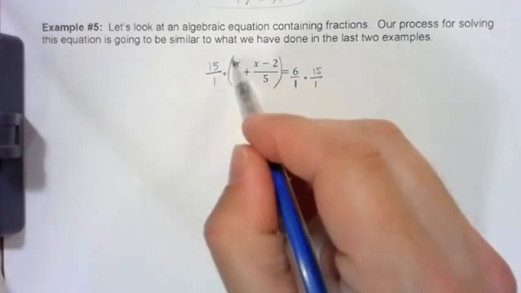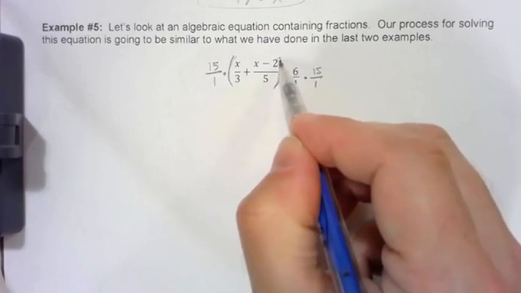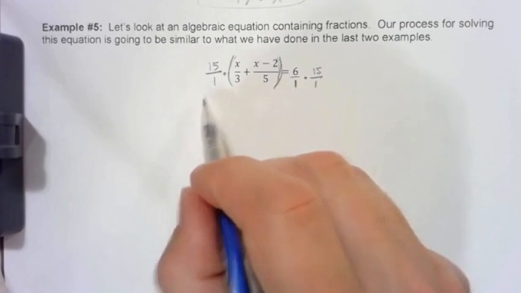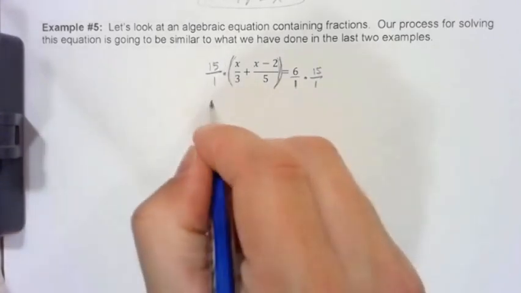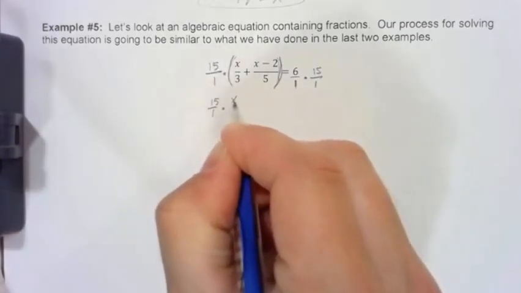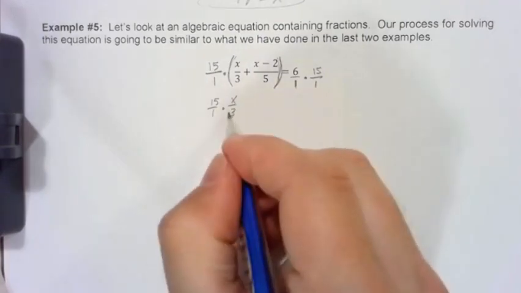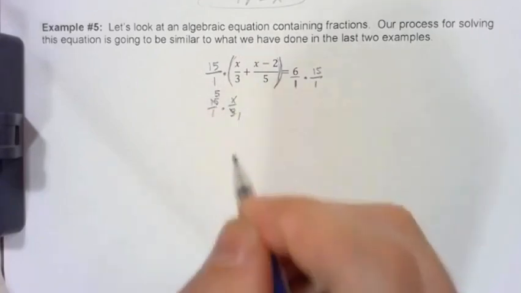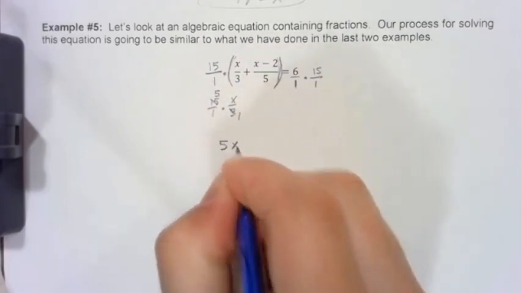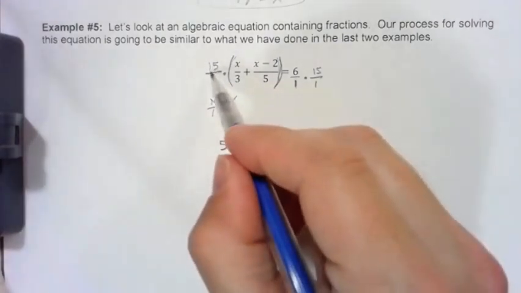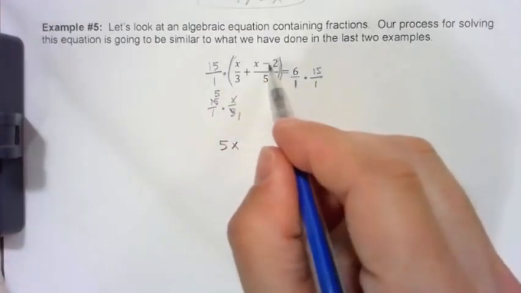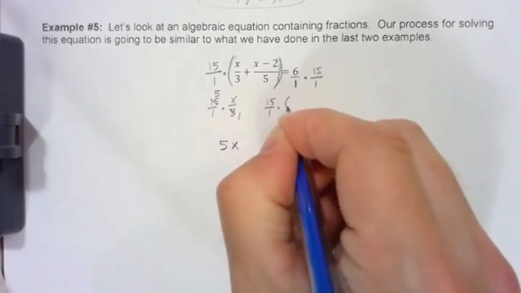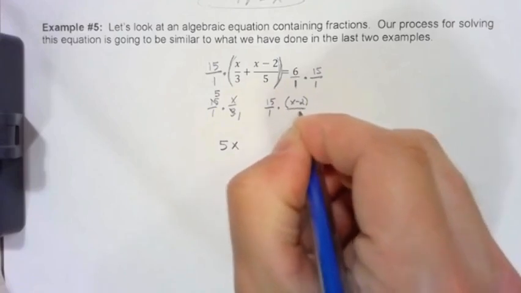All right, so let's go ahead and see what we can do here to simplify this equation. Now, 15 is multiplying everything in the parentheses. So what I'm going to have to do here is use my distributive property. 15 over 1 is multiplying x divided by 3. Well, 3 goes into itself once and into 15 5 times. So this is just going to be 5x. Now 15 has to multiply x minus 2 divided by 5: 15 over 1 times, in parentheses, x minus 2 over 5.